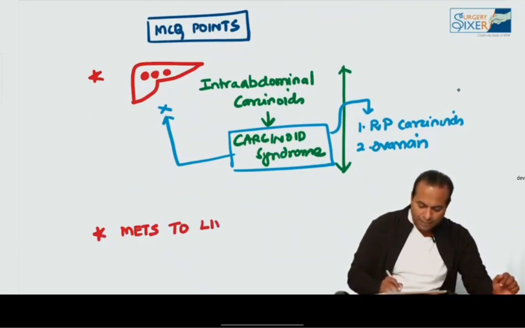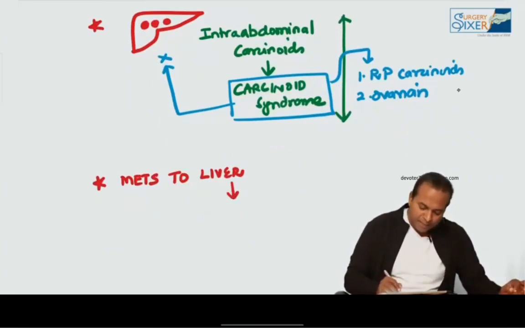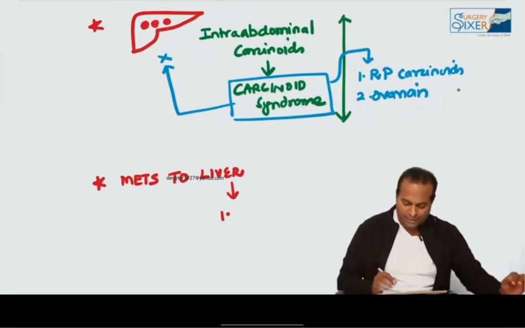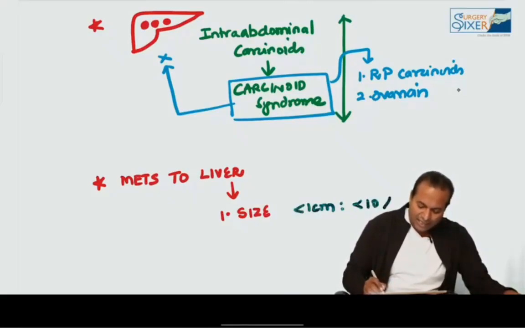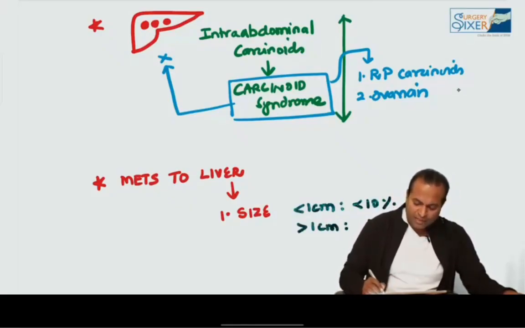And metastasis to the liver is a very important prognostic factor. Number one, what are the factors which decide the mets? The size of the tumor. If the tumor is less than 1 centimeter, there is only less than 10% mets. If it is more than 1 centimeter, there is a 90% chance of liver mets.